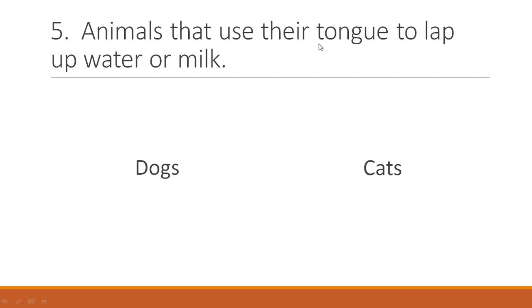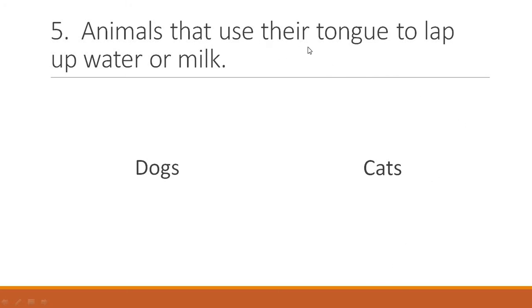Animals that use their tongue to lap up water or milk. Now you might be wondering, sir, what is lap up water and milk? We drink water and milk. What is the meaning of lap up? Is it a laptop? No. This is not funny. See, lap up means, when the cat and the dog, even the lion and the tigers, when they want to drink the water or any liquid substance, they use the tongue, correct? So the way they use their tongue is called lap up.